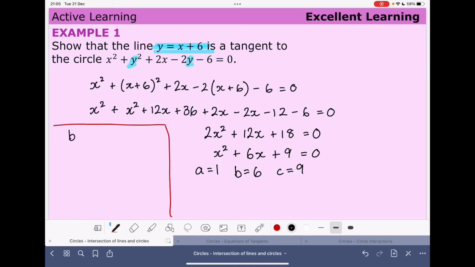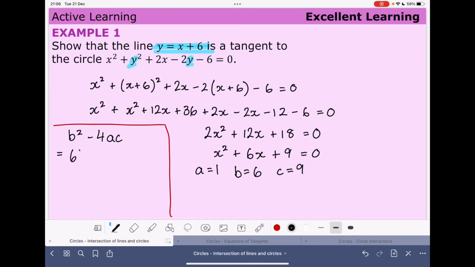And we've got the discriminant, b squared minus 4ac. Now this isn't equal to anything at the moment. We are trying to show that it's a tangent, so we're not making it equal to 0 or greater than 0 or less than 0. We are evaluating it, and we should get a result of 0. And that would convince us that the line was a tangent to the curve.